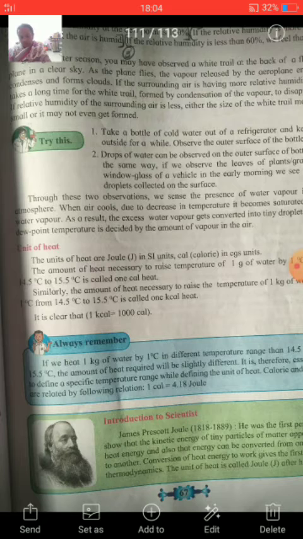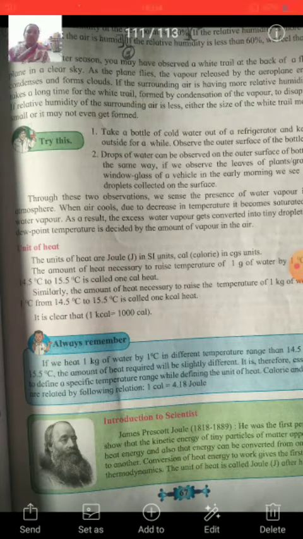And you have to always remember that if we heat 1 kilogram of water by 1 degree Celsius in different temperature ranges, other than 14.5 degree Celsius to 15.5 degree Celsius, the amount of heat required will be slightly different, and it is therefore essential to define a specific temperature range while defining the unit of heat. Calorie and joule are related by the following relation: 1 calorie is equal to 4.18 joule.